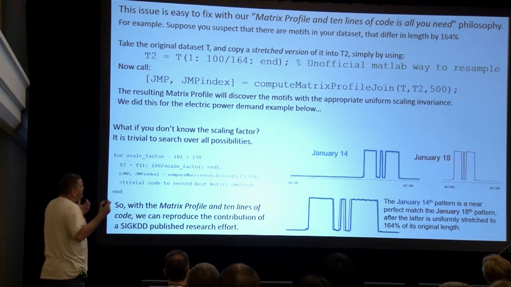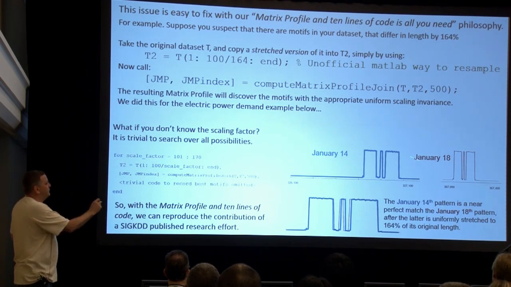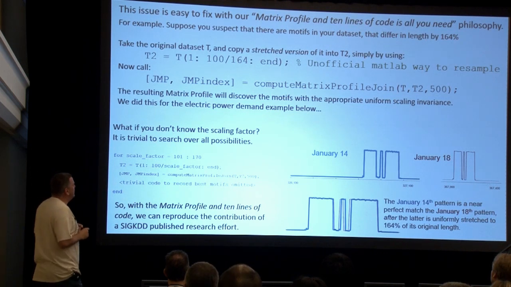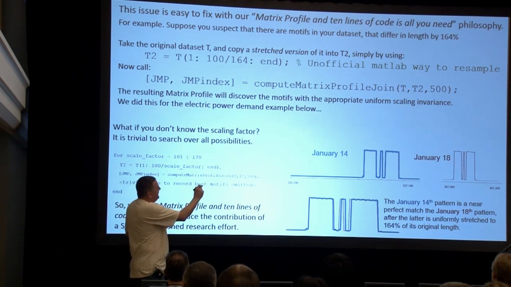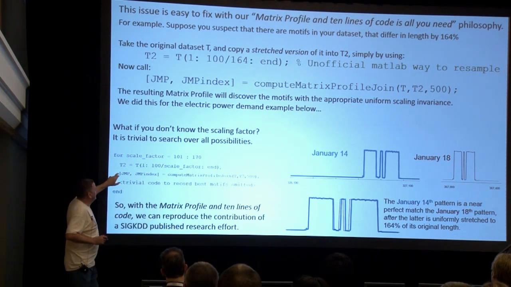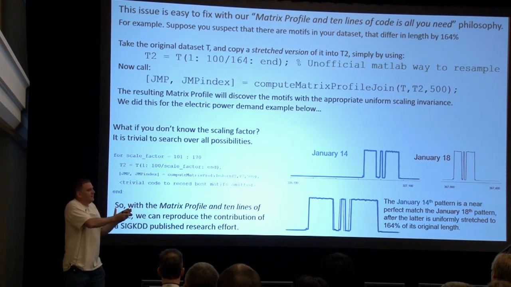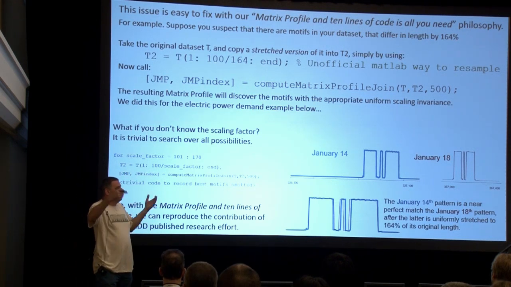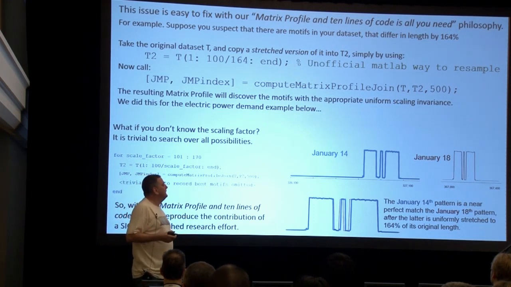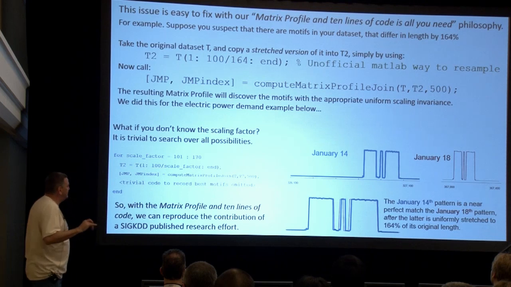Okay. So in two lines of code, I could join these two things beautifully, even at a different length. Now, of course, I cheated here because I knew the difference was 164%. If I don't know that difference, I have to test all differences. That's very trivial. I have a small for loop. I test all different scaling factors from 100, 101, 102, 103, up to whatever value I want, and return the best value there. So it's a small but dramatic claim.